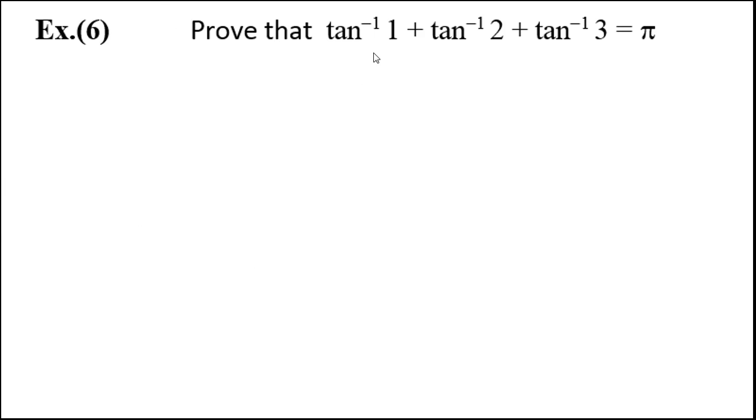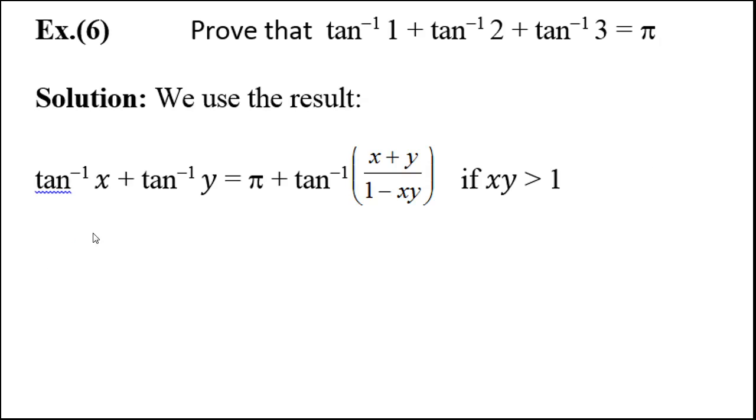Tan inverse 1 plus tan inverse 2 plus tan inverse 3 is equal to pi, हे आपल्याला प्रूव्ह करायचे. हा पण एक थोडा ट्रिकी असा प्रॉब्लेम आहे. आपण हा रिझल्ट वापरणार आहोत. tan inverse x plus tan inverse y is equal to pi plus tan inverse of x plus y upon 1 minus xy, if the product xy is greater than 1. तर इथं आपले जे हे x y z दिसत आहेत 1 2 3 their product is greater than 1.